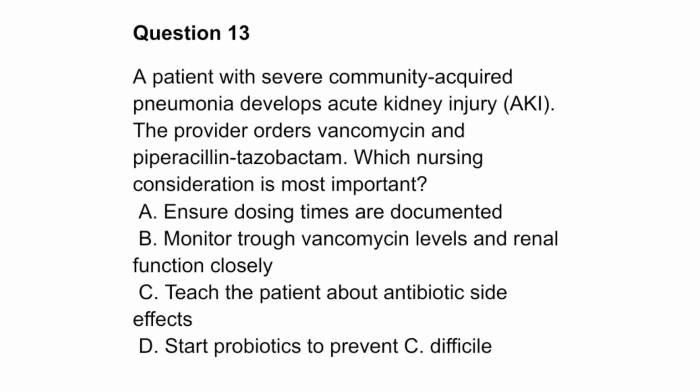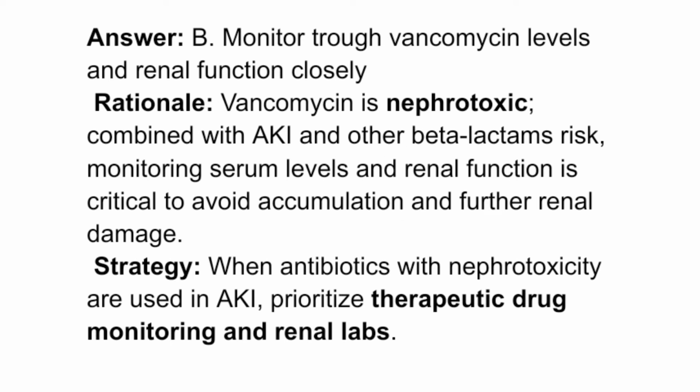Question 13. A patient with severe community-acquired pneumonia develops acute kidney injury, AKI. The provider orders vancomycin and piperacillin-tazobactam. Which nursing consideration is most important? A. Ensure dosing times are documented. B. Monitor trough vancomycin levels and renal function closely. C. Teach the patient about antibiotic side effects. D. Start probiotics to prevent C. difficile. Answer: B. Monitor trough vancomycin levels and renal function closely.